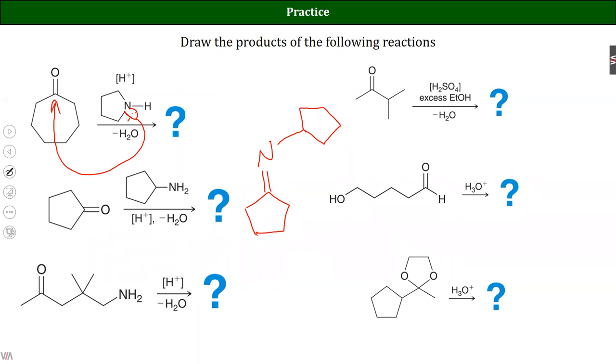Or this one in the top right, excess alcohol means we make the acetal, which means we're going to replace that carbonyl with two ethers. And whatever your R group is on your alcohol is what's going to be your R group on your ethers. So just draw the rest of the molecule the same, with your two ethoxy groups attached where the oxygen was.